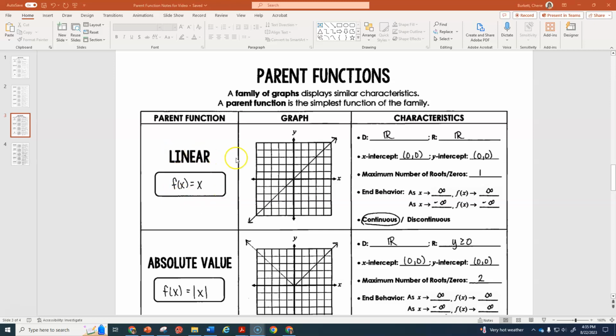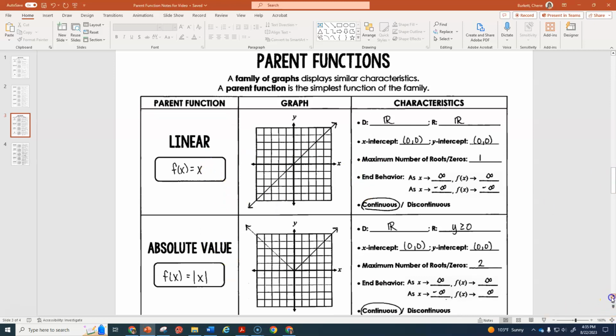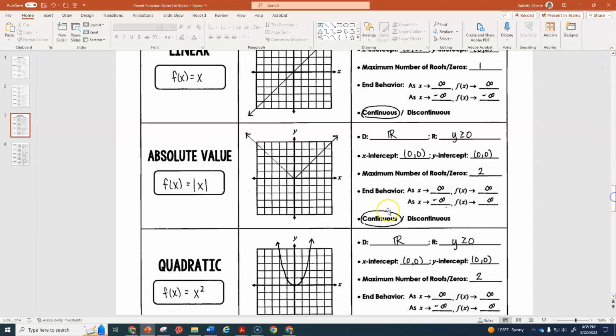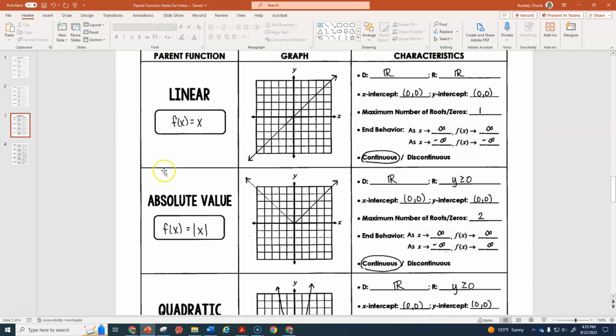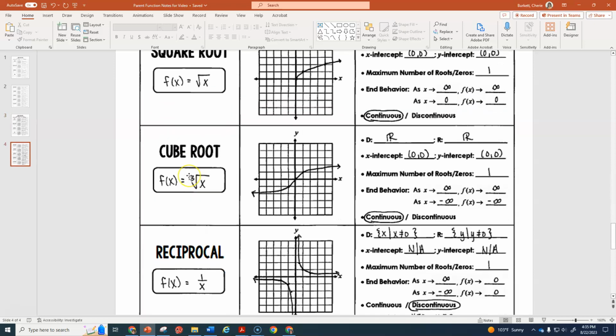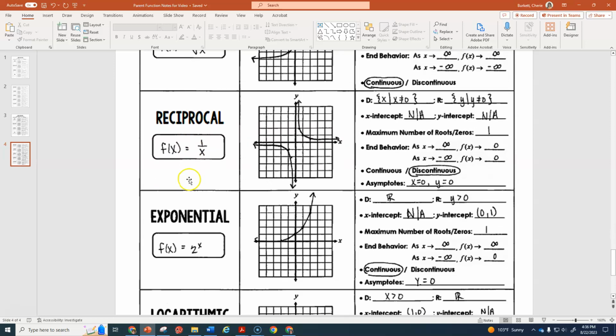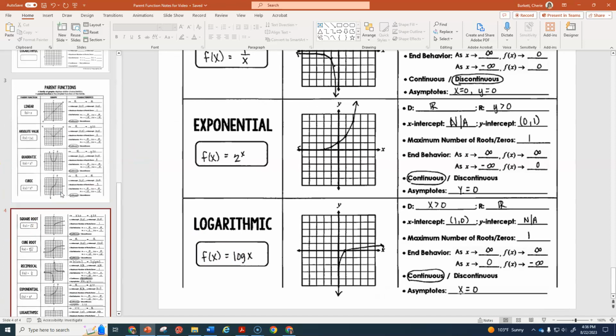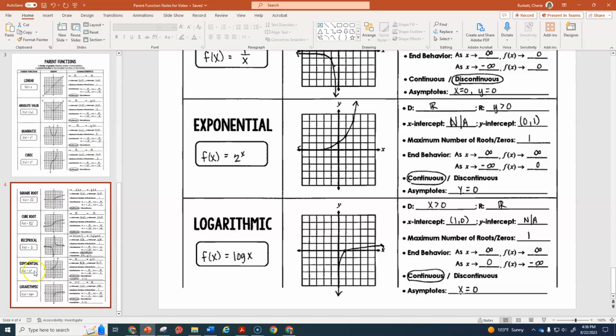The linear function, before I get started, there are, I believe, 9. 1, 2, maybe I can do this faster. Let's see, 1, 2, 3, 4, 5, 6, 7. No, that didn't count right. Let's see if I can make it bigger over here so I can see the whole thing. I'm trying to count how many parent functions there are. 1, 2, 3, 4, 5, 6, 7, 8, 9. There are 9 parent functions.